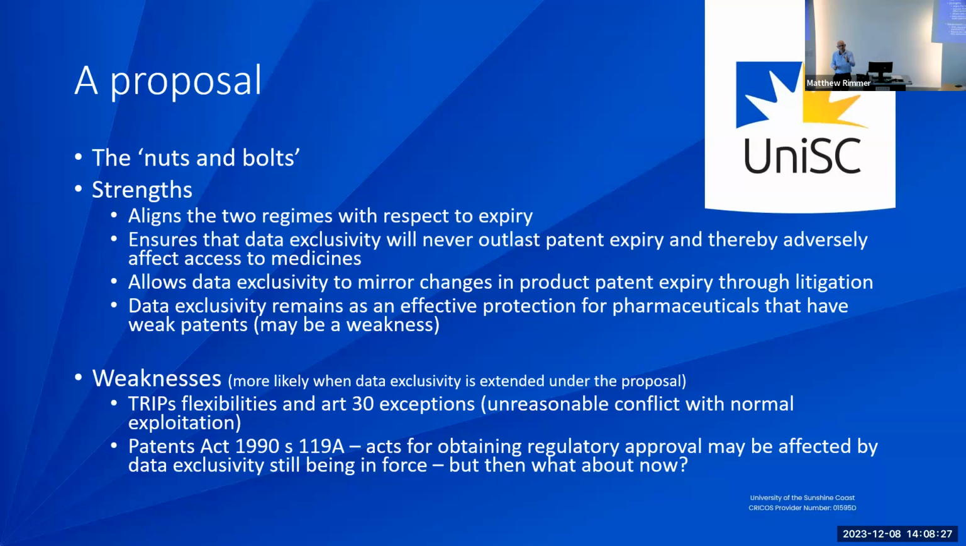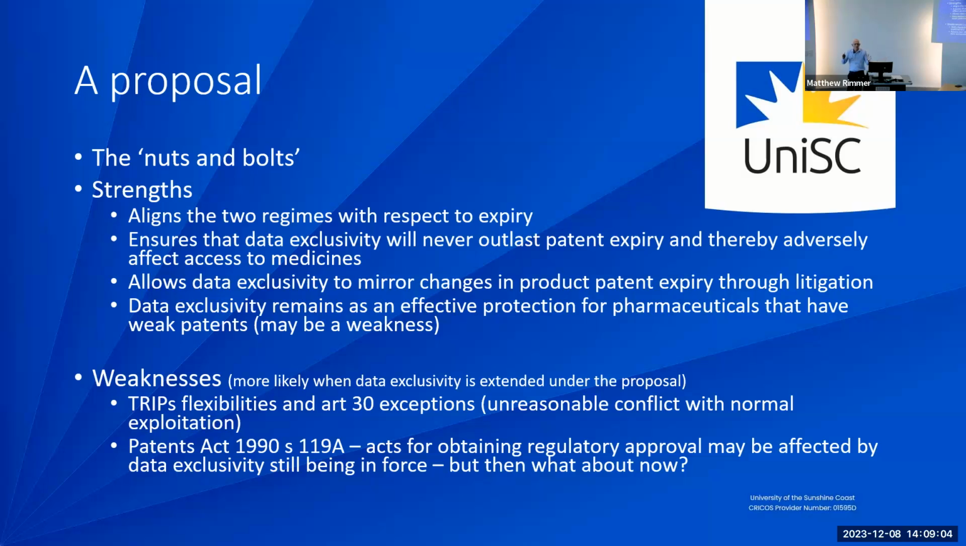Instead of tying data exclusivity to the ARTG entry, or the ability to market, why don't we tie it to the product patent expiry? I don't know whether we can or not. I think we can, if we really wanted to. And if we did, then we're never going to get that extension. I think if we did that, it'll have a number of strengths. You'll align the two regimes with respect to expiry. It ensures that data exclusivity will never outlast the patent expiry and thereby adversely affect the access to medicines.